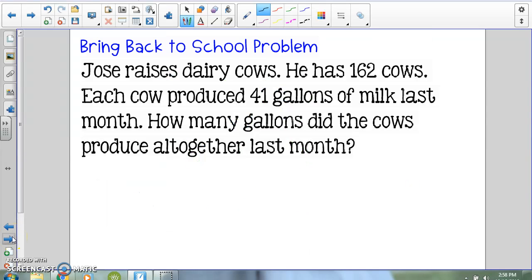Alright, so our back to school problem. Make sure you write this on the left side of your notebook. Solve it and bring it back to school. We'll discuss it in the morning. Jose raises dairy cows. He has 162 cows. Each cow produced 41 gallons of milk last month. How many gallons did the cows produce altogether last month?